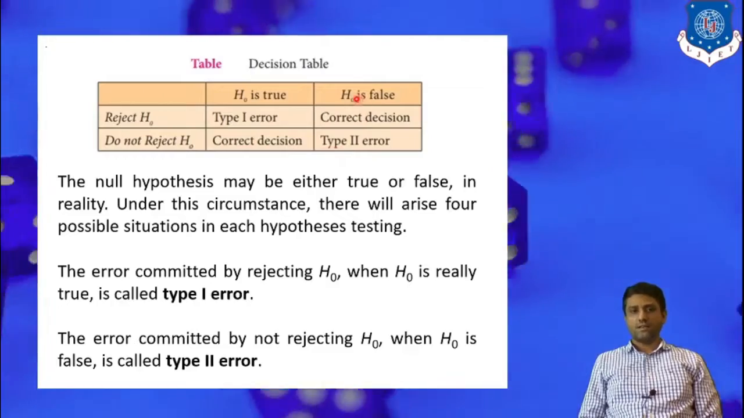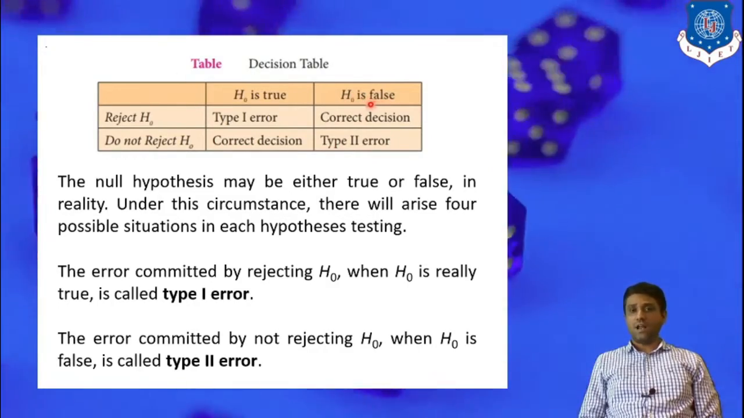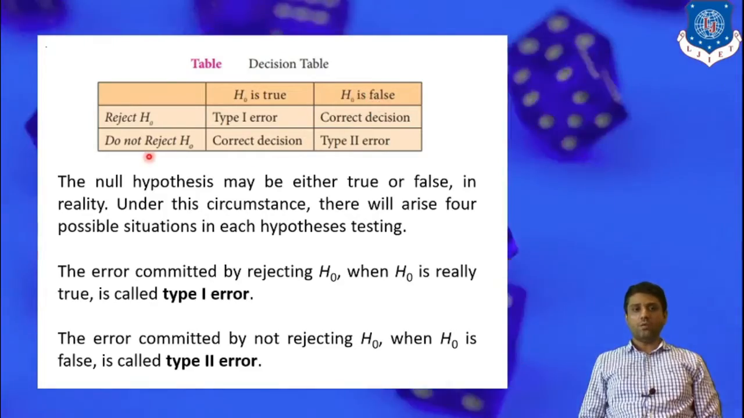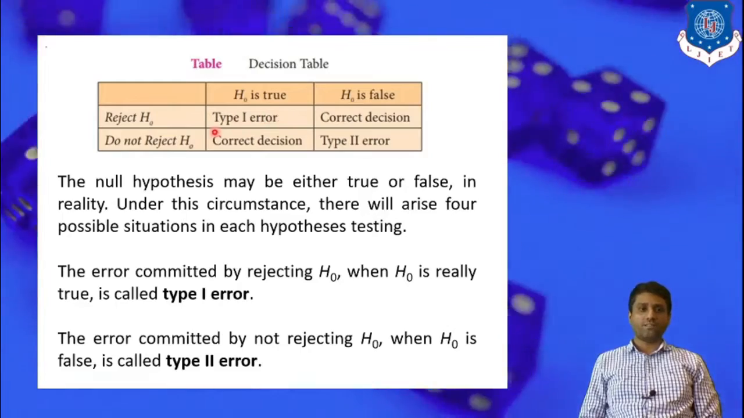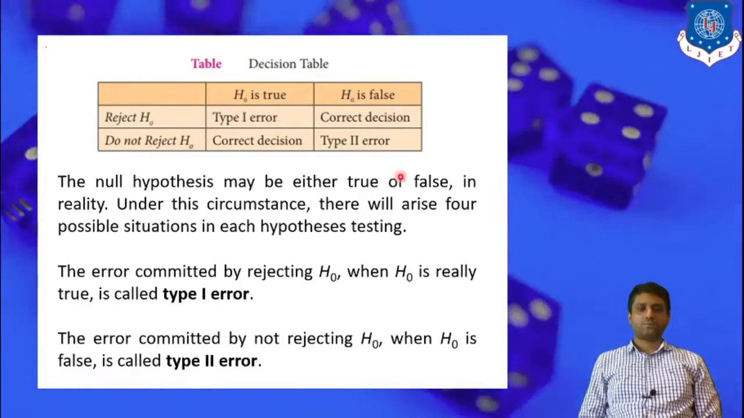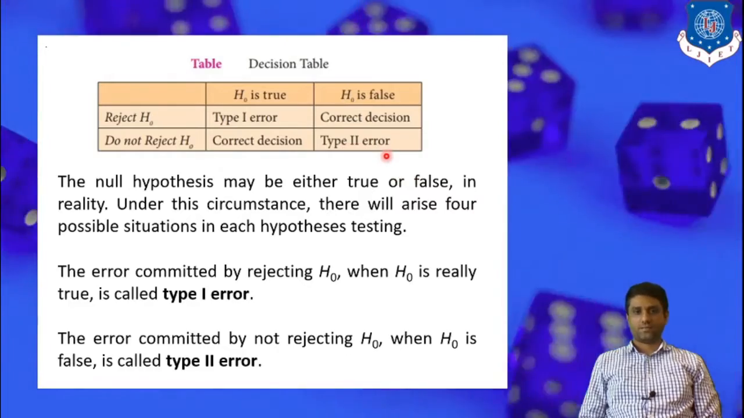The fourth case: the null hypothesis is false. So remember, the null hypothesis is false, still we do not reject it, we accept. So it's a wrong decision. So type 2 error occurs.